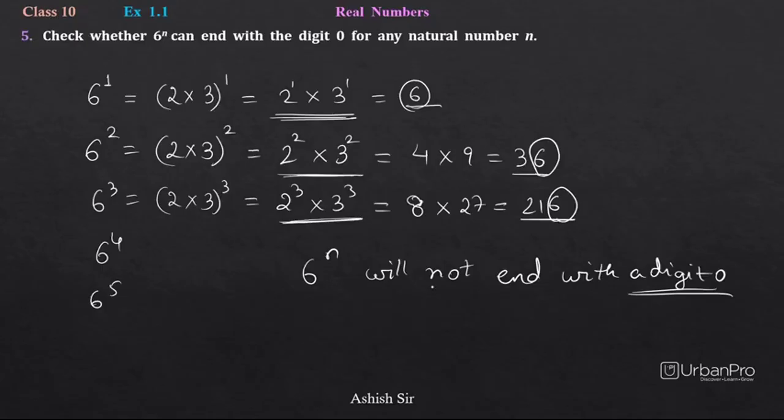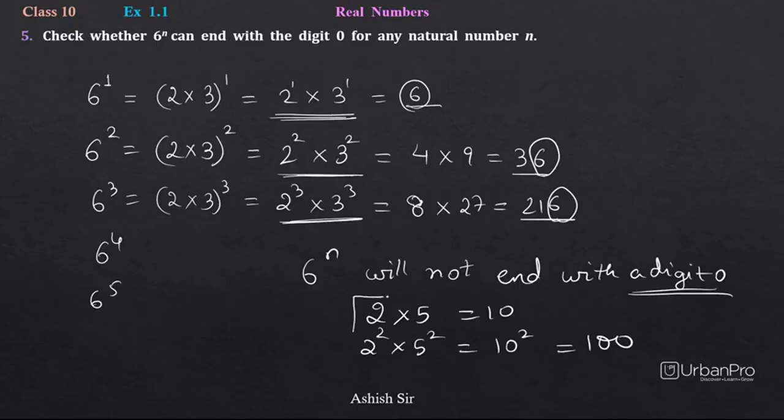To end with 0, it should have factors 2 and 5. 2 and 5 is 10, 2 to the power 2, 5 to the power 2, that is 10 to the power 2. So always if they have a factor 2 and 5 only, then only it can end with 0. Otherwise, it will not end in 0. Here, as the factors are 2 and 3, so it will end in 6.